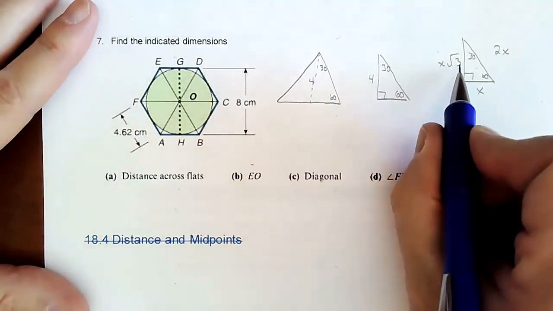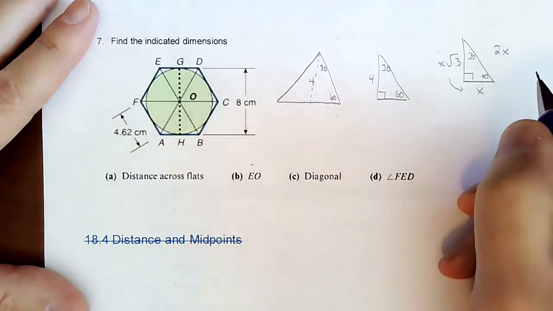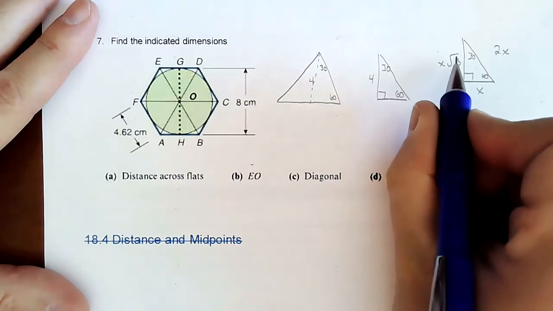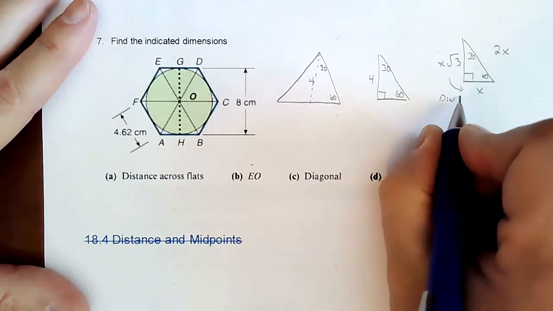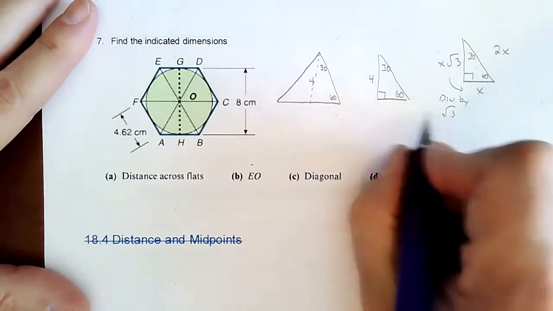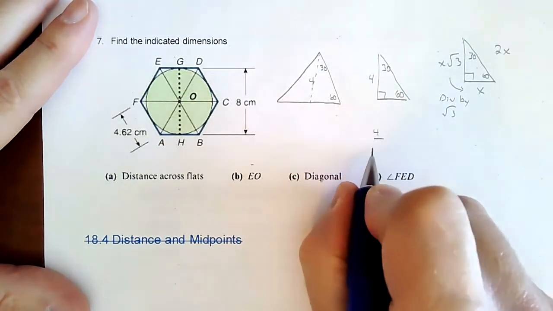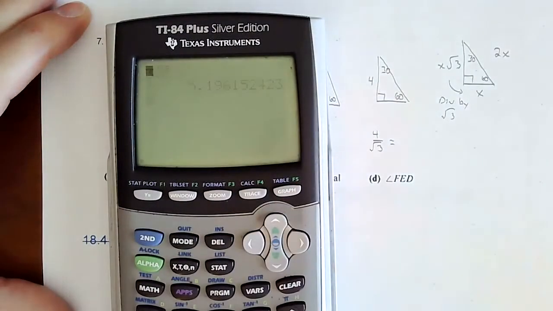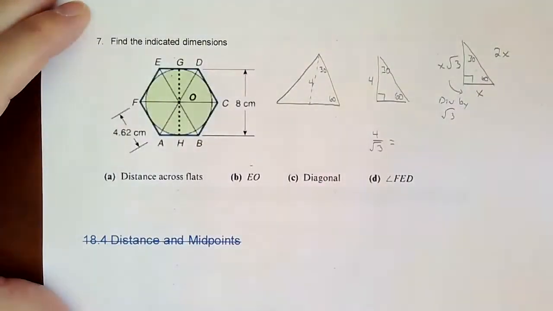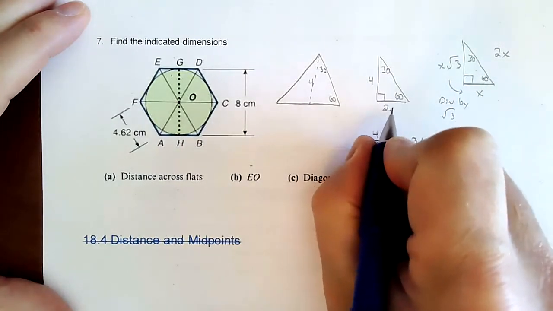If you're going backwards, taking this value to this value, if you go this direction, we would multiply by the square root of 3. So going backwards, we would be dividing by the square root of 3. So this value right here is going to be 4 divided by the square root of 3, which is 2.31.